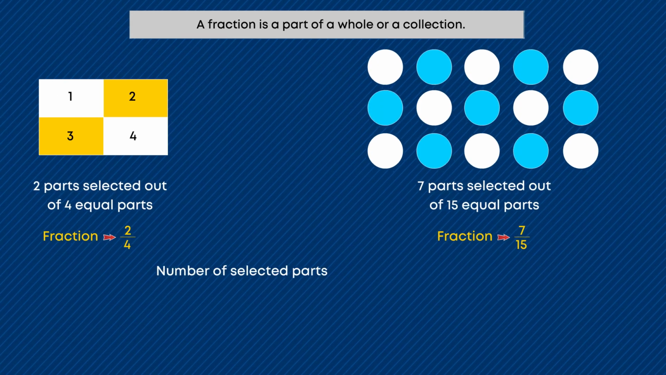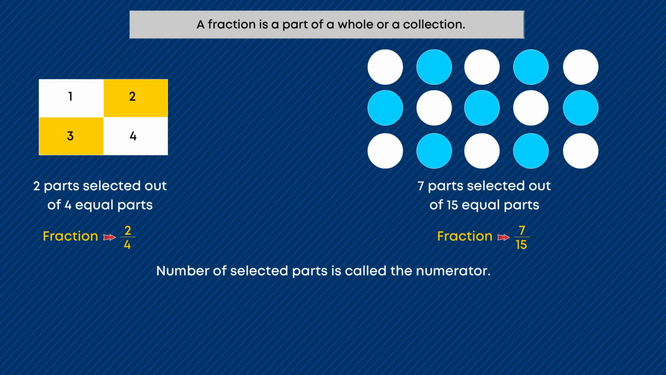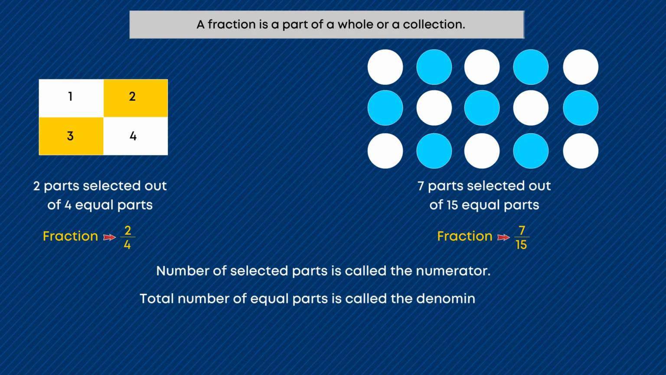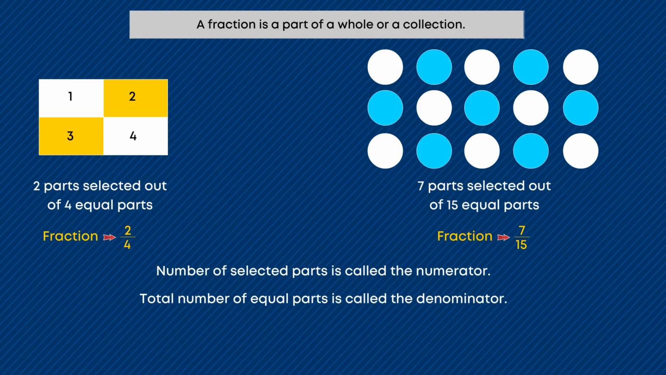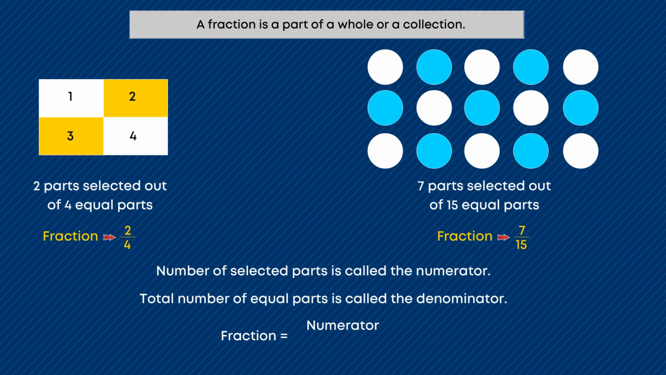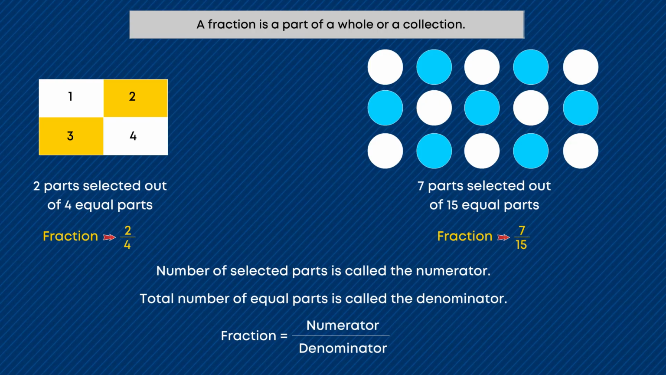Number of selected parts is called the numerator. Total number of equal parts is called the denominator. Fraction is equal to numerator by denominator.